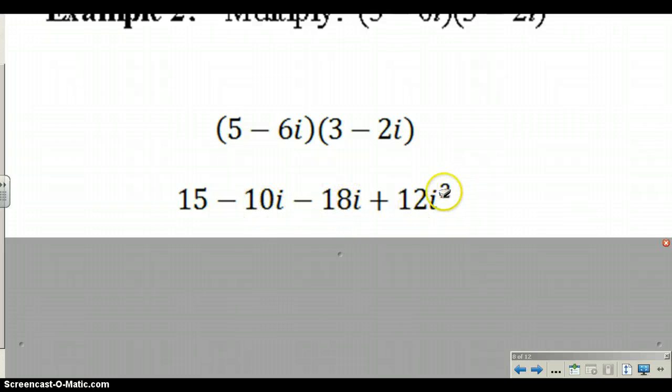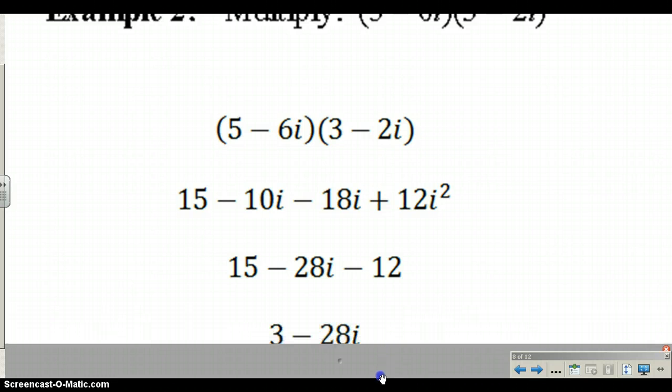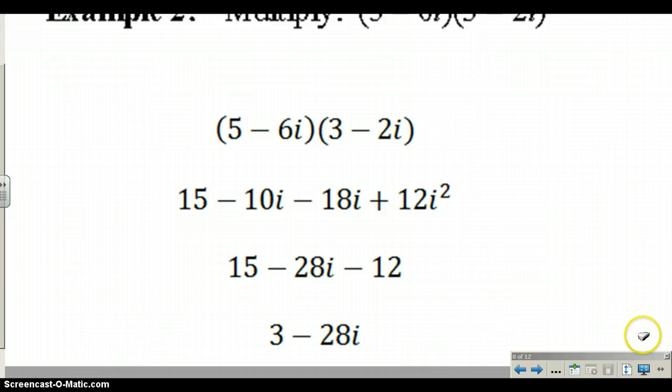When you get over here, we do get that i squared term. So i squared is really negative 1. So it's like saying 12 times negative 1. So it's then going to become 15 minus 28i minus 12. So our final answer here is to combine those real parts, and we get 3 minus 28i.